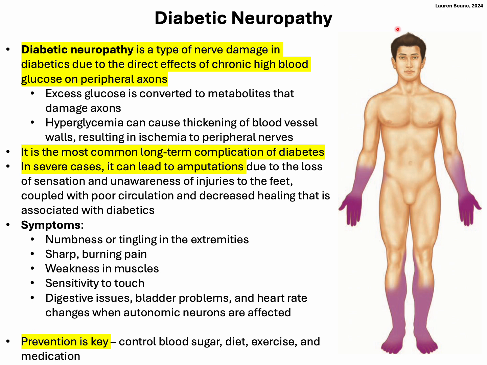So diabetic neuropathy is a type of nerve damage in diabetics due to the direct effect of chronic high blood glucose on peripheral nerves. So if someone has uncontrolled diabetes for a long period of time, it causes damage to these nerves in the extremities. So over time, there's going to be a reduction in sensation, numbness, even pain, weakness to the muscles, and in real severe cases, it can lead to amputation due to a loss of sensation and unawareness of injuries to the feet in particular.